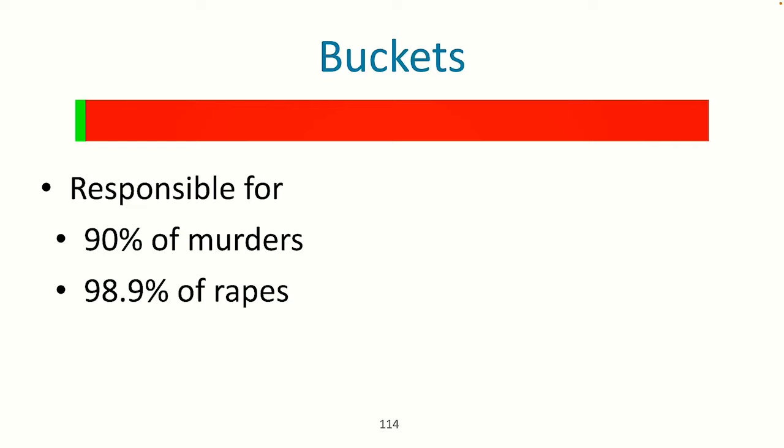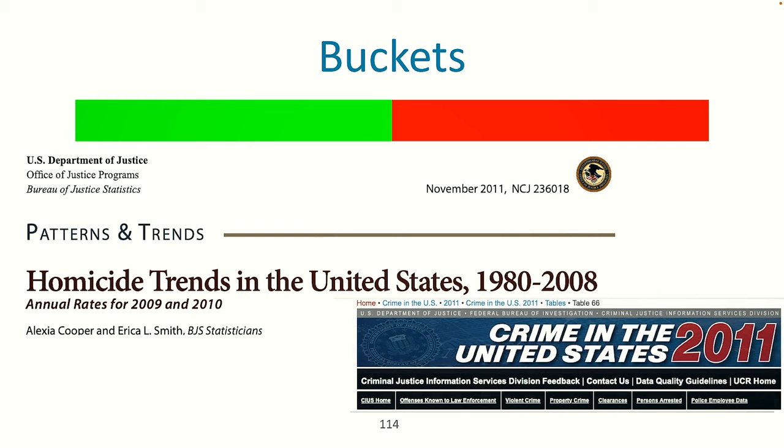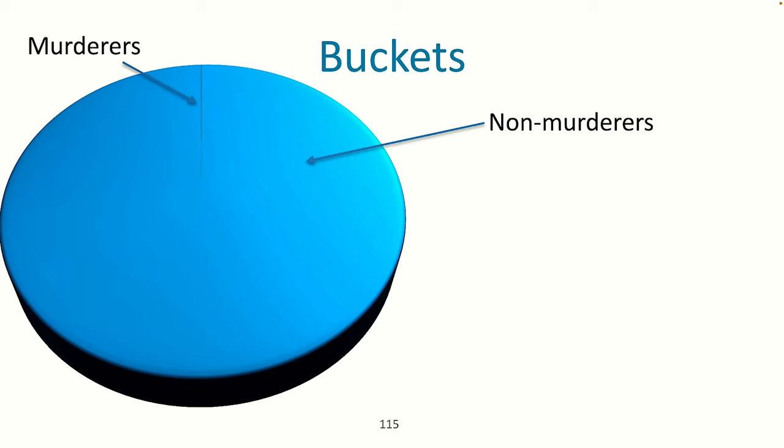Now it turns out we can identify these people. And these people are known as men. Now the difficulty with this, of course, is that the proportion of men who are non-murderers is much higher than those who are murderers.